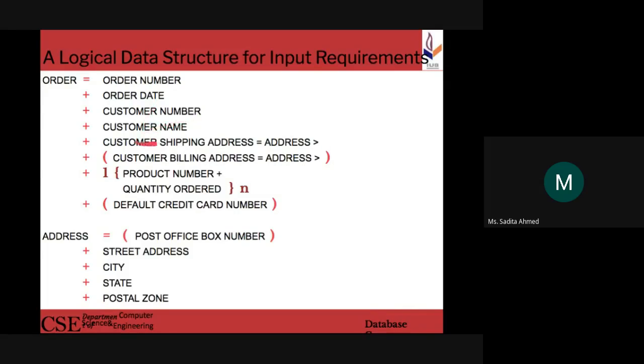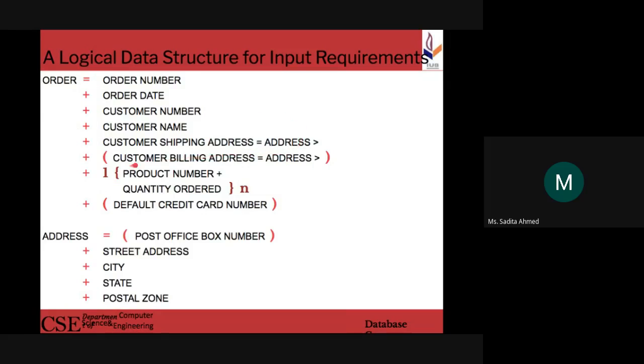Then customer number, customer name. Once again, let's say for example, if the method of placing the order is that the user must log in first and then place the order, in that case we can take the customer name from the database right away. We don't need to take it from the user, okay? But it will be there as a part of the logical data structure for input requirements nonetheless. Once again, to figure out which things I need as input for the order details, okay? And then customer shipping address.